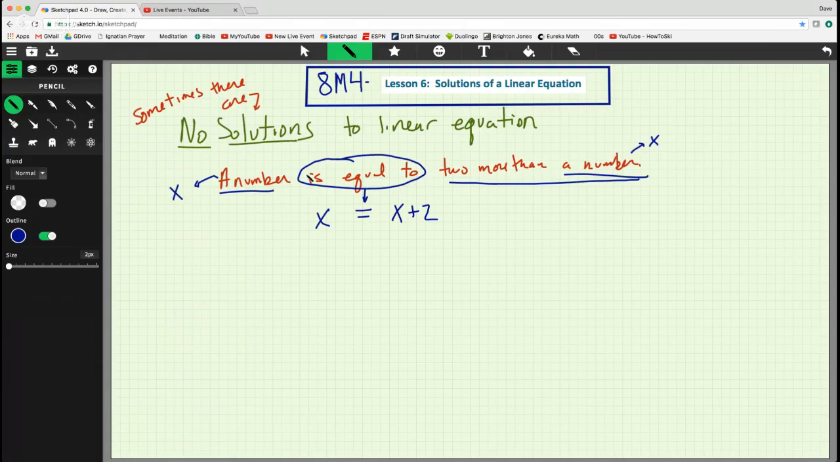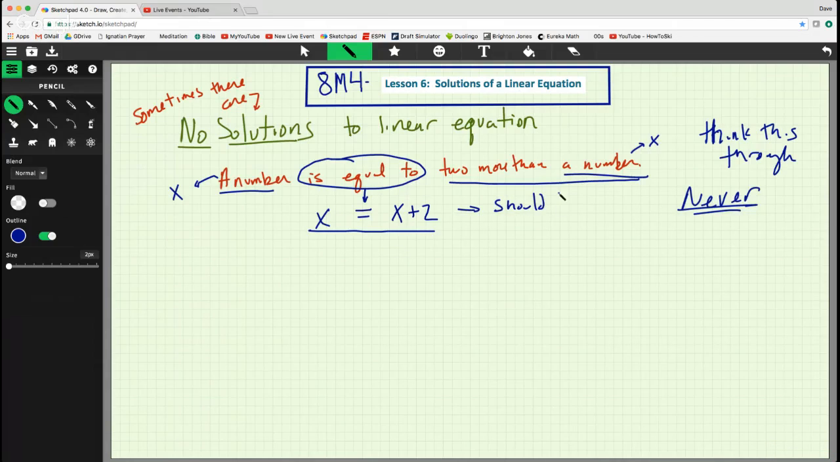Now, the problem is just think in English. Just forget about math for a second, and let's just think this through. Is it ever true that a number is equal to 2 more than itself? Is the number 5, could it ever equal 7? A number equal to 2 more than itself. Could 10 ever be equal to 12? Well, the answer is never. So even though I can write this in algebra, there shouldn't be a solution. There should be no solution.